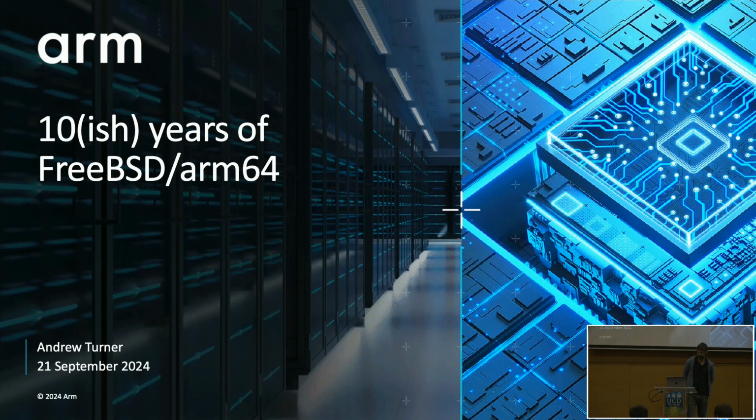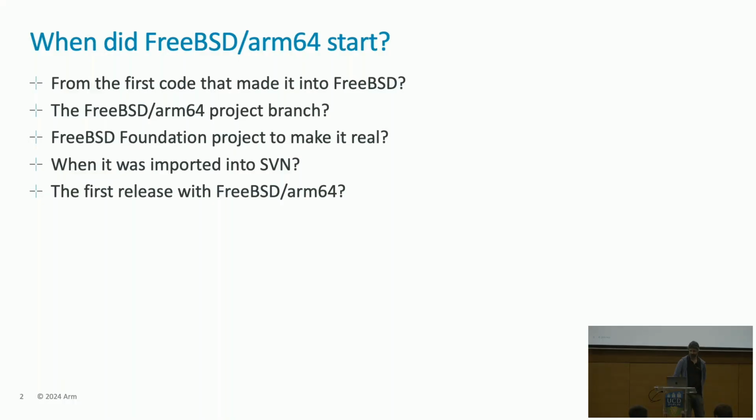So I will be talking on 10-ish years, but it's 10-ish because I'm not quite sure. I've got a question of when did FreeBSD ARM64 actually start? Some of these numbers are obviously different points in time, and I'm not entirely sure exactly how you define the start of porting FreeBSD to ARM64.